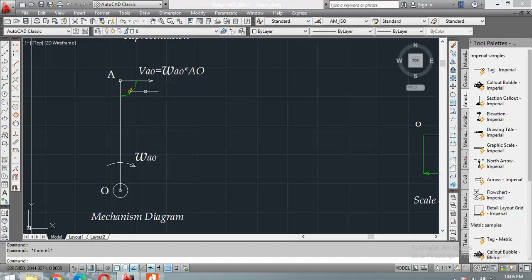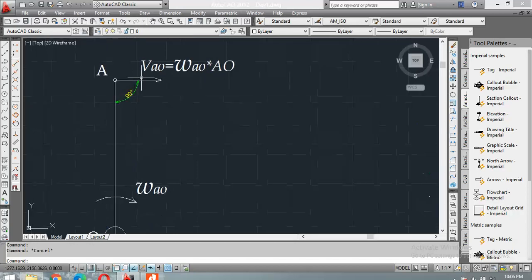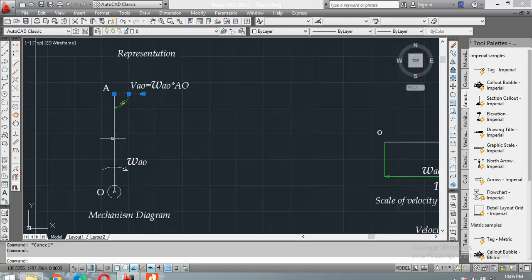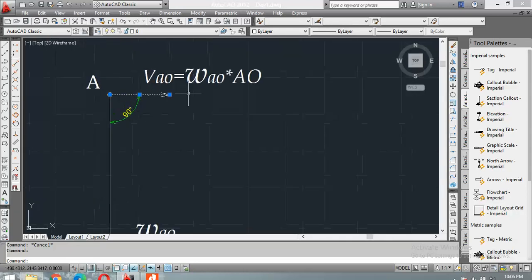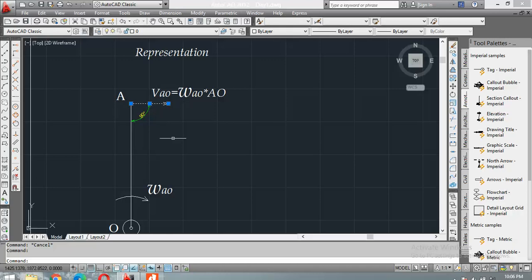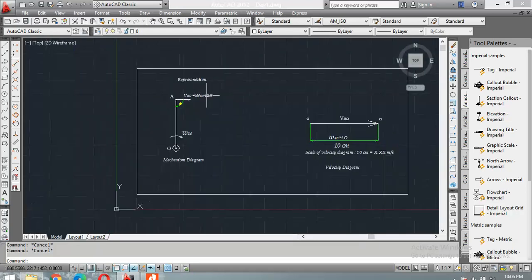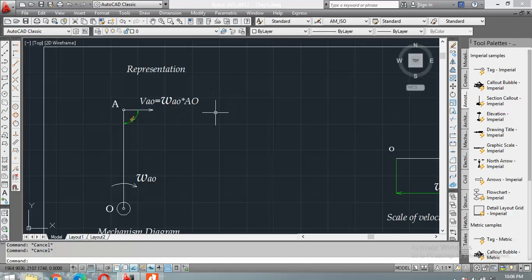And how can you find its direction? The direction of velocity of A with respect to O must be perpendicular to the line joining A and O, at 90 degrees, and the perpendicular must be towards the direction of angular velocity. Here the link rotates in clockwise direction, so the velocity of A should be perpendicular, towards the right. We also saw how to represent this velocity vector in the velocity diagram.